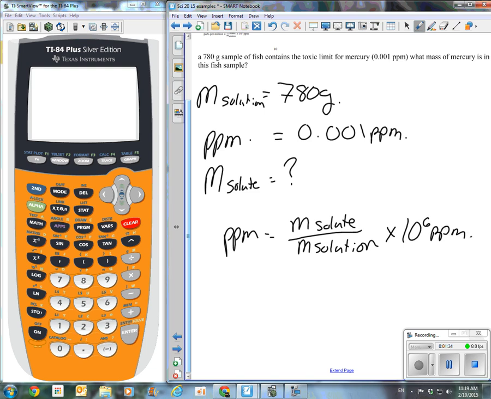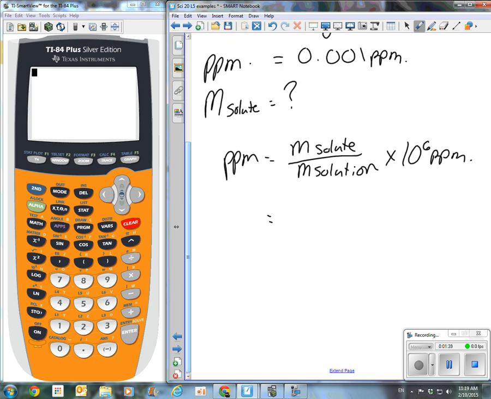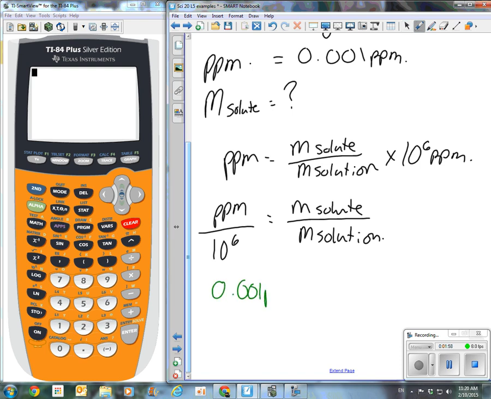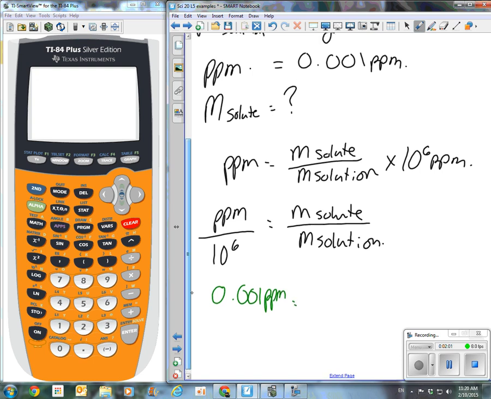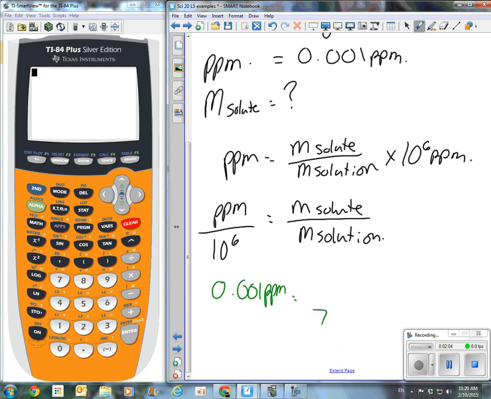So I'm going to set up this ratio, because I feel like it's the easiest way to do this. It's going to be parts per million over 10 to the 6 is equal to the mass of solute over the mass of solution. I'm going to put in my values here. So I have 0.001 parts per million, and I have a mass of solution at 780 grams, divided by 10 to the 6, and this is what I don't know.